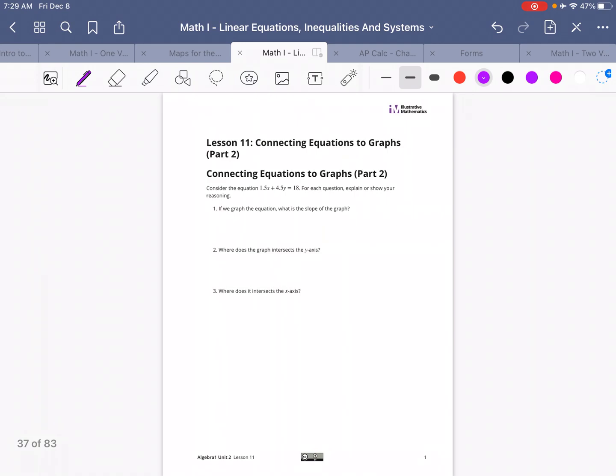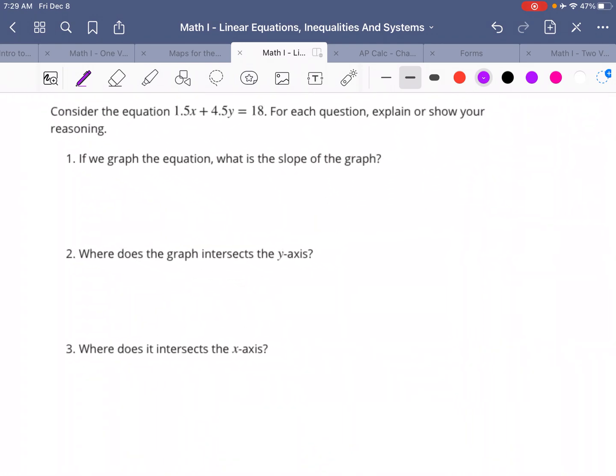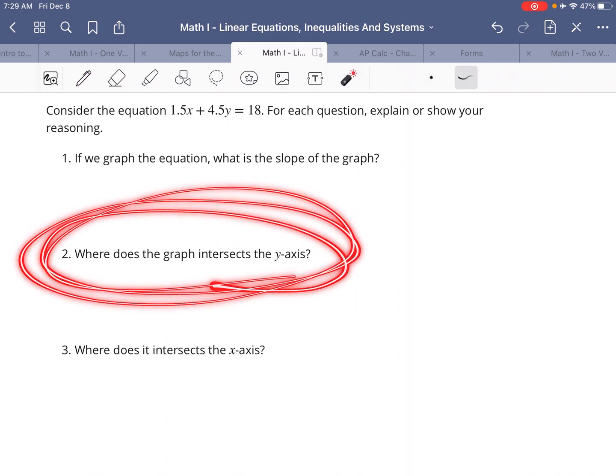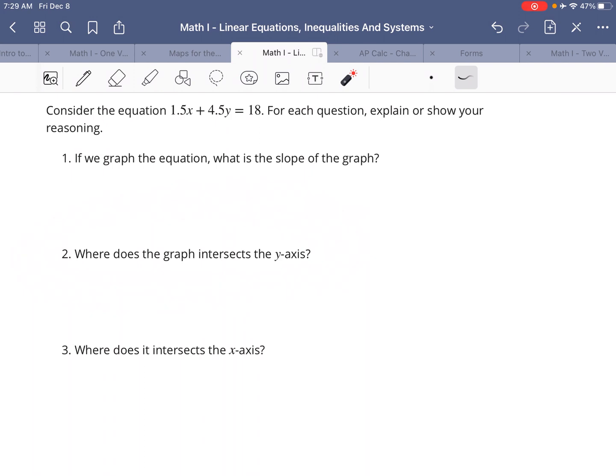Now, consider the equation 1.5x plus 4.5y equals 18. For each equation, explain or show your reasoning. If we graph the equation, what is the slope of the graph? Well, it's asking about the slope. And hey, look at this. This is asking about where it intersects the y-axis. This naturally seems to be asking you to put it into slope-intercept form.